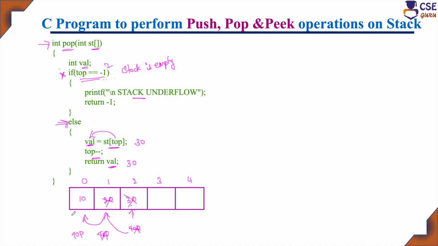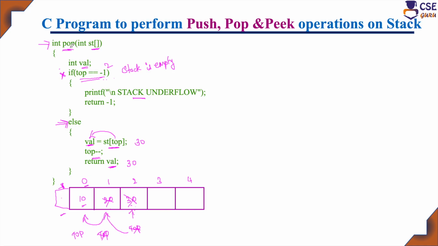Whenever top is equal to minus 1, it means there is no element in the stack. From the 0th memory location only, memory will be allocated; from this location only, you can store the element. Suppose top is equal to minus 1, meaning the stack is empty. With an empty stack, you cannot perform the pop operation. No more element in the stack, how will you delete it?